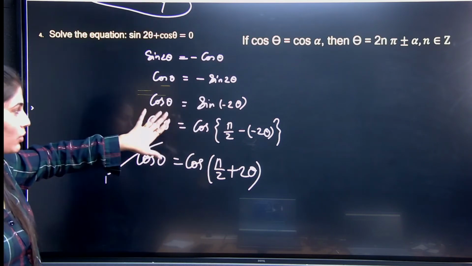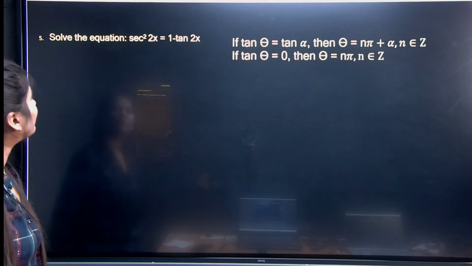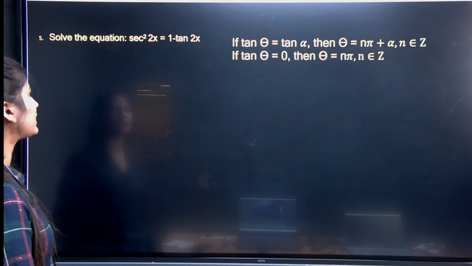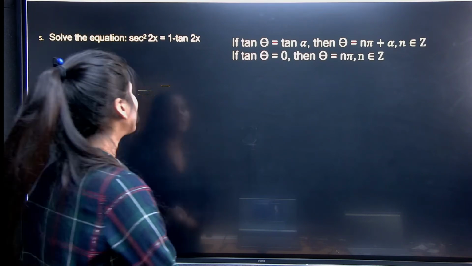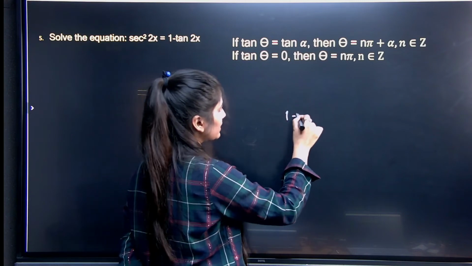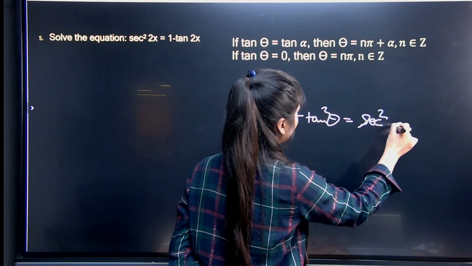I am leaving this question on you. Solve it by yourself. Moving to question number 5. Question number 5 says solve the equation sec square 2x is equal to 1 minus tan 2x. See, we know that 1 plus tan square theta is equal to sec square theta.